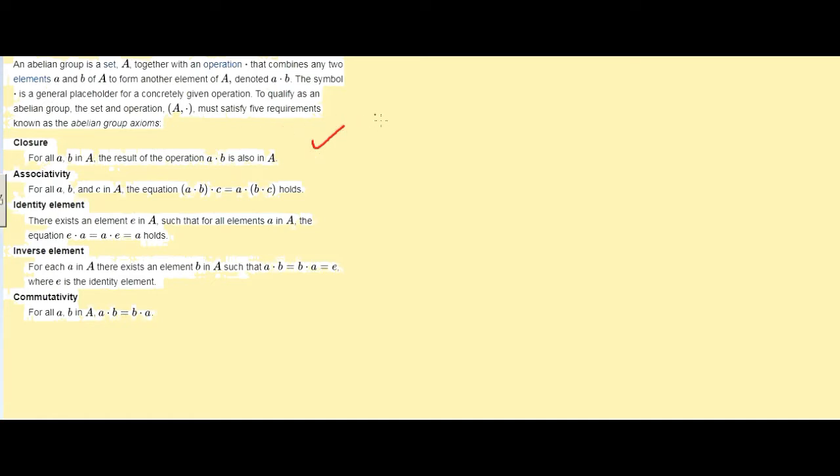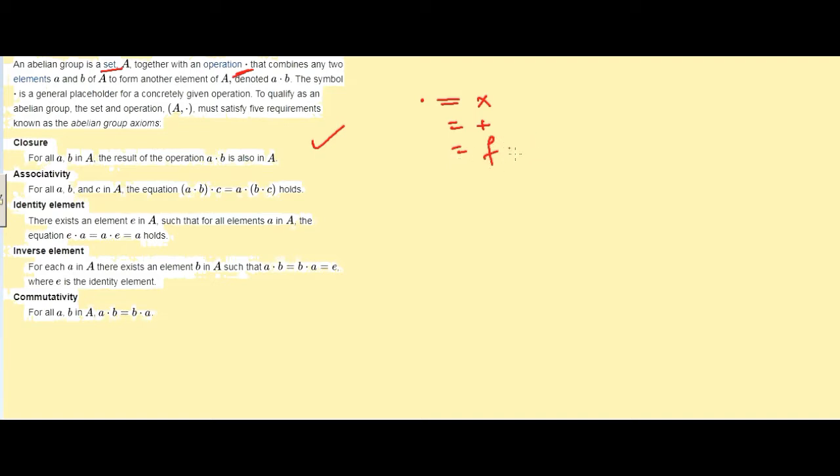So basically abelian group is a set, and the set is having some sort of operation defined over it. So this dot is representing the operation. This is just a representation. This dot can be multiplication, or can be addition, or can be a function also.